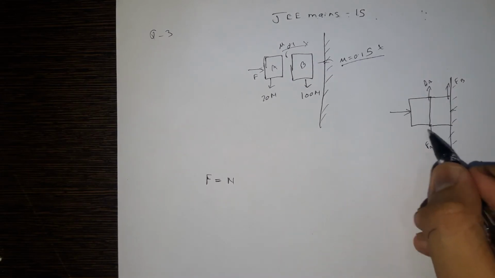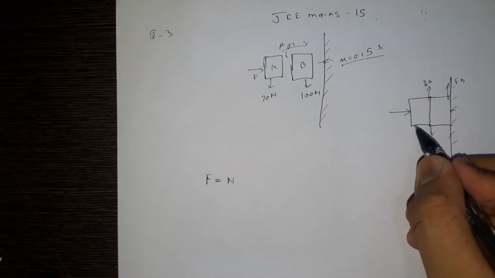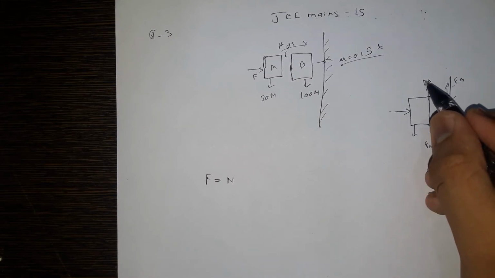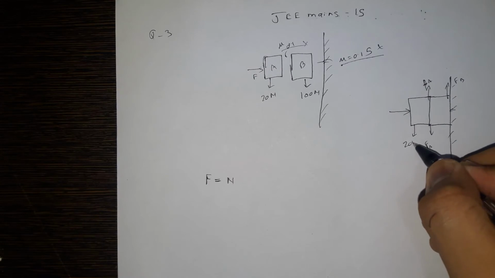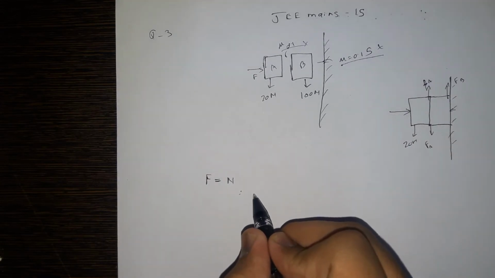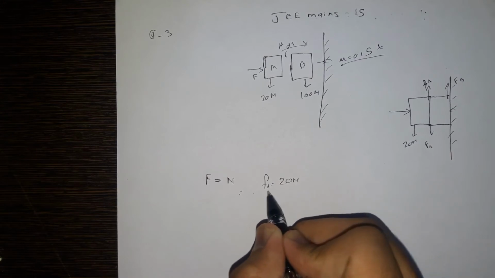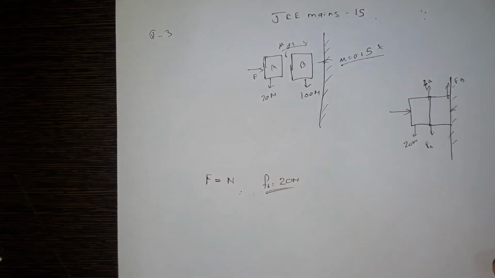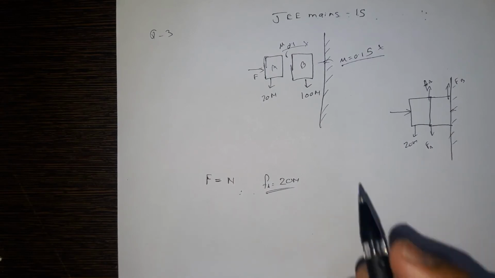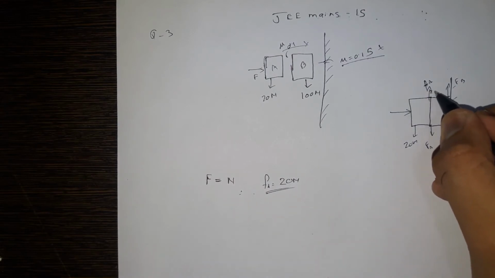So the frictional force of A balances the weight. The frictional force of A balances the weight of 20 newtons. We come to a very important conclusion: the frictional force of A is 20 newtons, as the block is in equilibrium. So we came to know that it's 20 newtons.